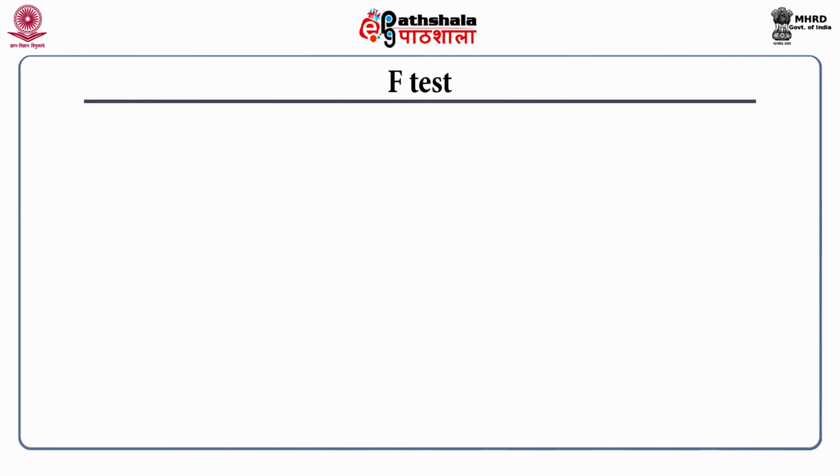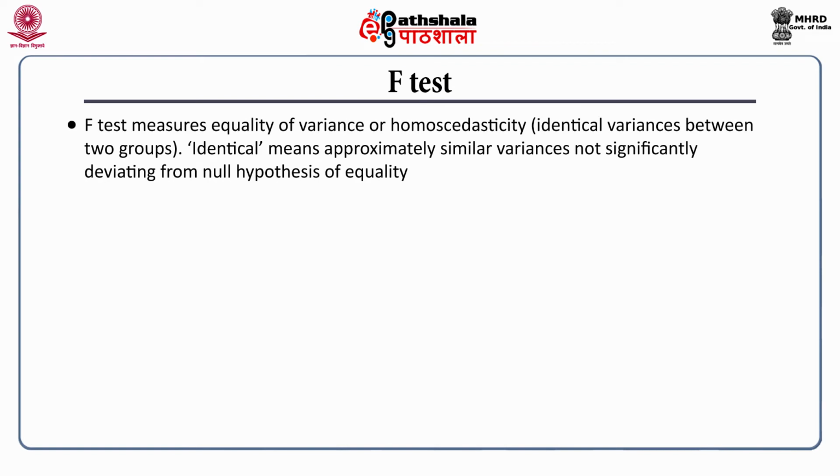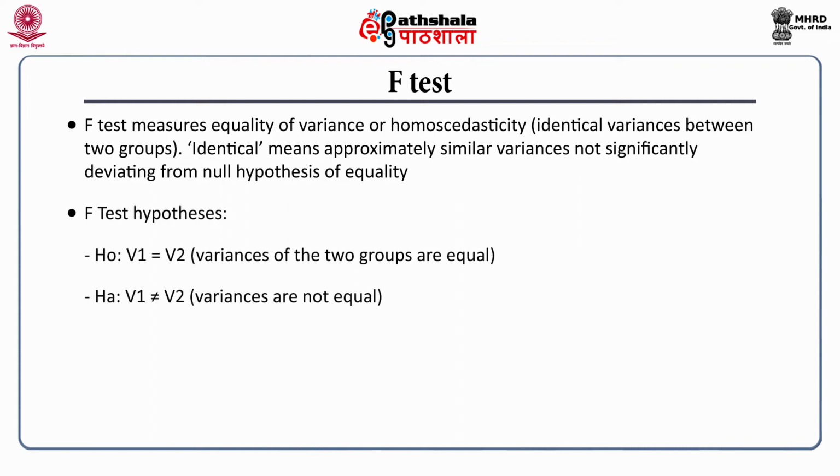Coming to the F-test. The F-test measures the equality of variance, or homoscedasticity, identical variances between the two groups. Identical means approximately similar variances, not significantly deviating from the null hypothesis of equality. So that means the variance can be different up to a critical limit. There is a tolerance limit for that. So it doesn't mean that variances have to be exactly the same.